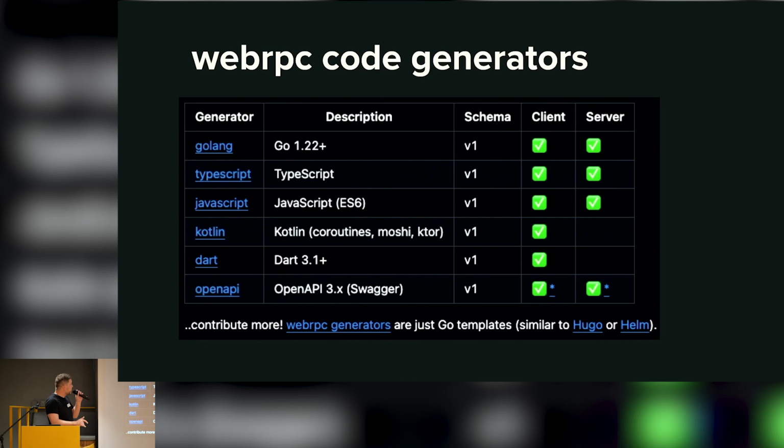webrpc is a code generation tool, and as of today, we support Golang on both client and server side. We also support JavaScript and TypeScript on both sides. And we also have support for Kotlin, Dart, and OpenAPI documentation. What's really cool about webrpc is that all of these generators are just simple Go templates. So they are all available on GitHub. They are open source. You can fork them, you can make any changes to them, and you can code generate your clients with ease.